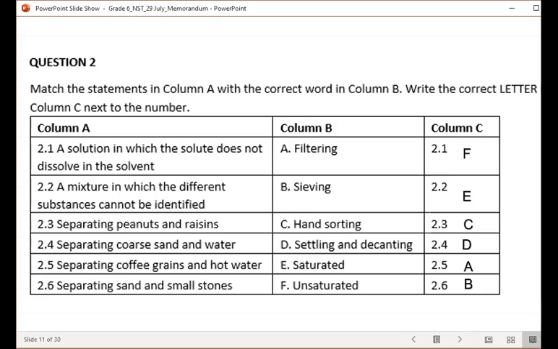Okay, just hold on. Ma'am, but does it not mean that there is no space left in the solvent? Yes, and that is why it is saturated. So there's no more that can dissolve, right?